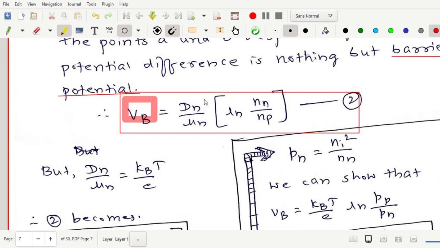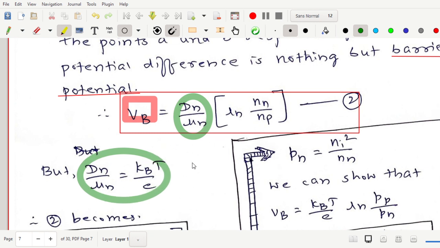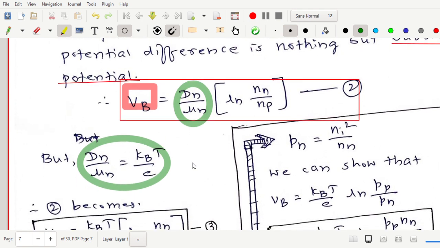So this dN by mu n is nothing but kBT by E. These things in detail you will study in the second unit. So how dN by mu n is equal to kBT by E.